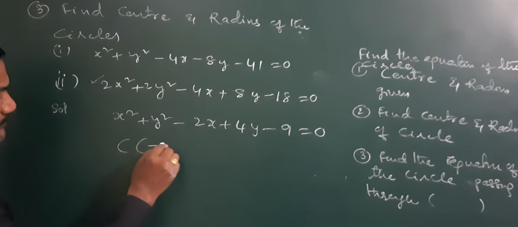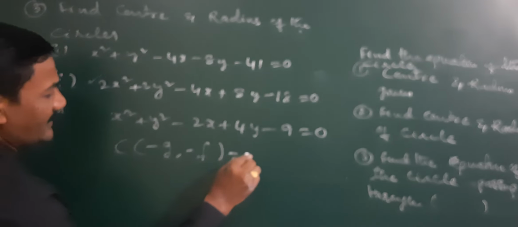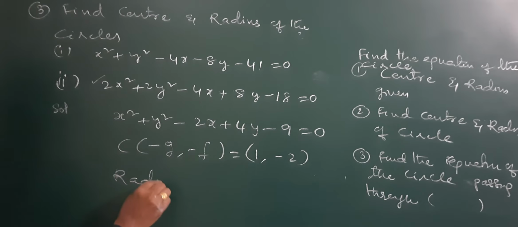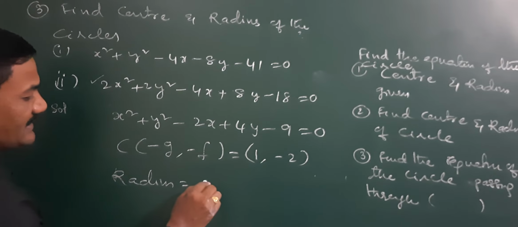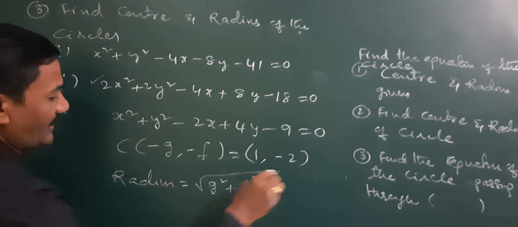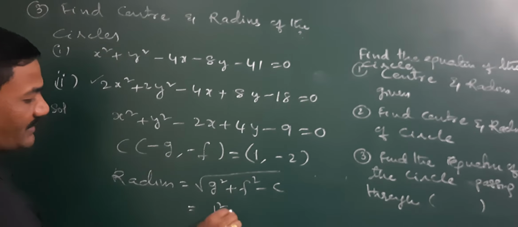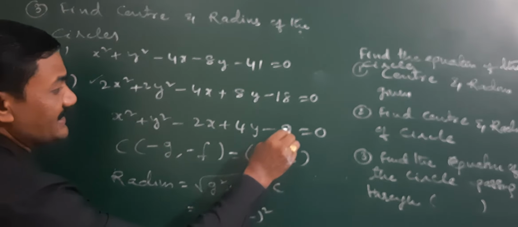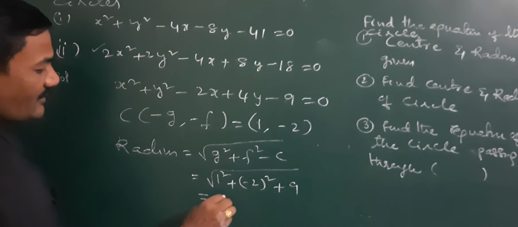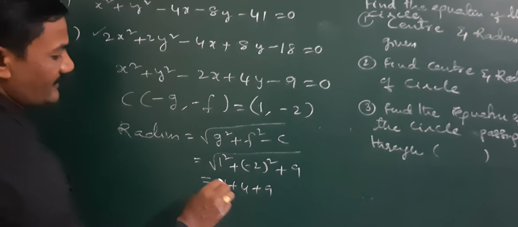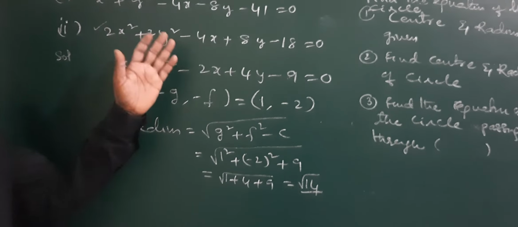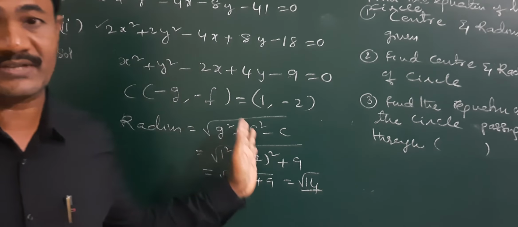Therefore, center is minus g, minus f, nothing but 1 comma minus 2. This is the center only. Radius is equal to what? Under root of g square plus f square minus c only. So 1 square plus minus 2 whole square, c is already minus 9, that is plus 9 under root only. That is 1 plus 4 plus 9 means root 14 is our radius of the circle.